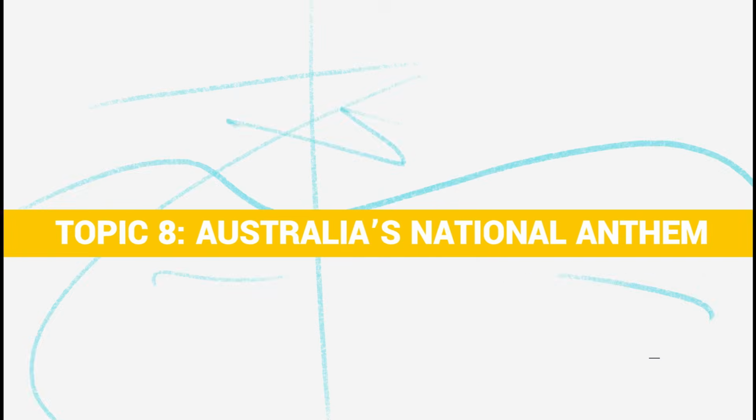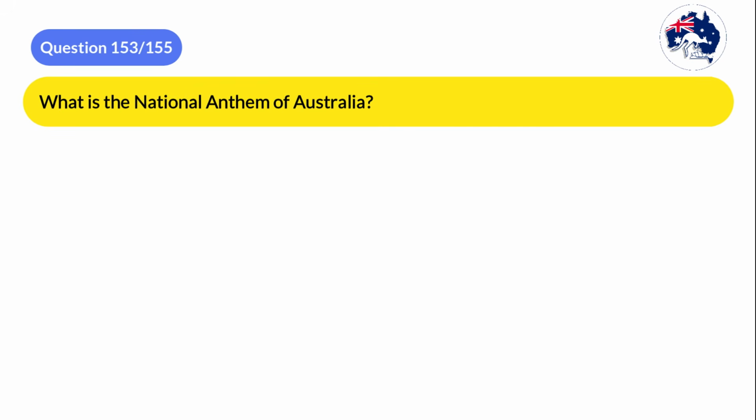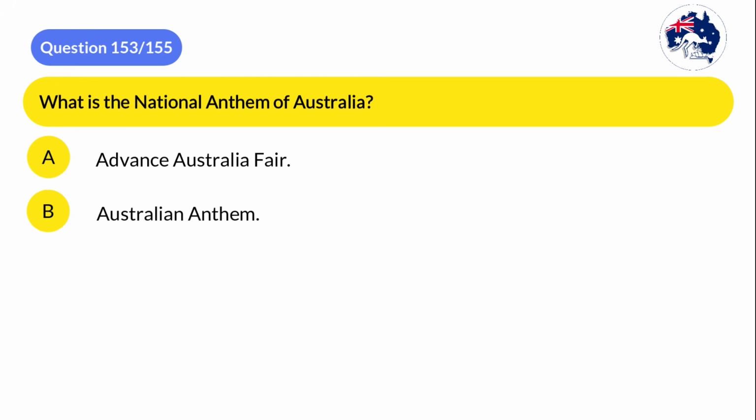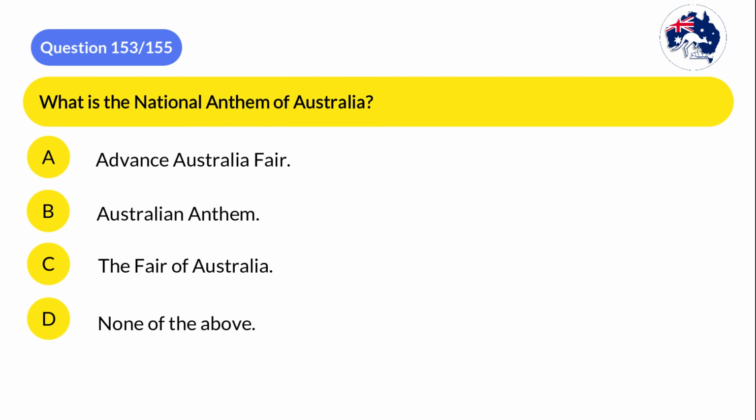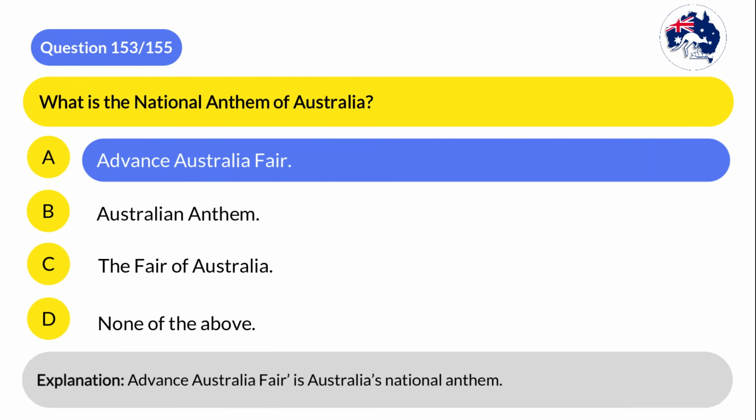Topic 8. Australia's national anthem. Question 153. What is the national anthem of Australia? A. Advance Australia Fair. B. Australian Anthem. C. The Fair of Australia. D. None of the above. The correct answer is A. Advance Australia Fair. Explanation: Advance Australia Fair is Australia's national anthem.